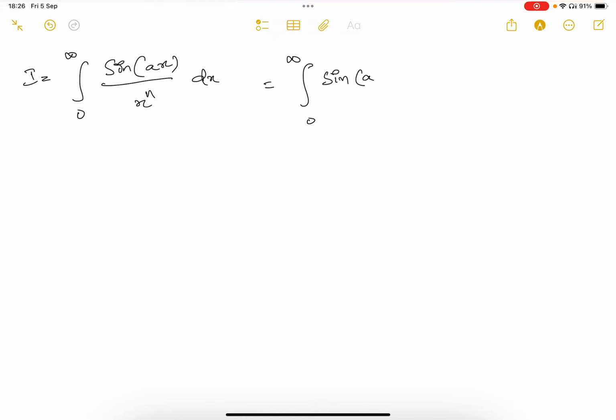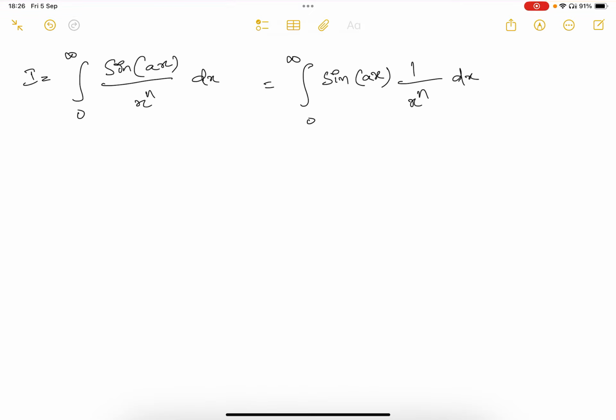Hello, let's evaluate this integral. I equal to integral 0 to infinity sin(ax) by x power n dx, right? So this can be written as integral 0 to infinity sin(ax) into 1 by x power n dx, right?